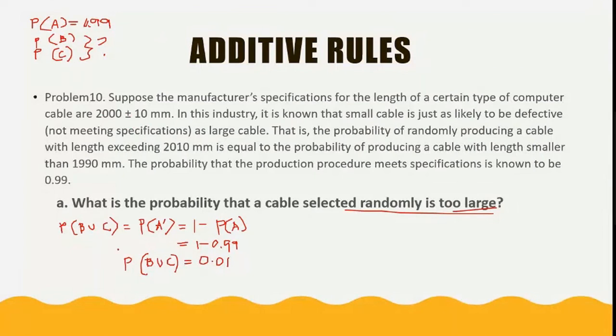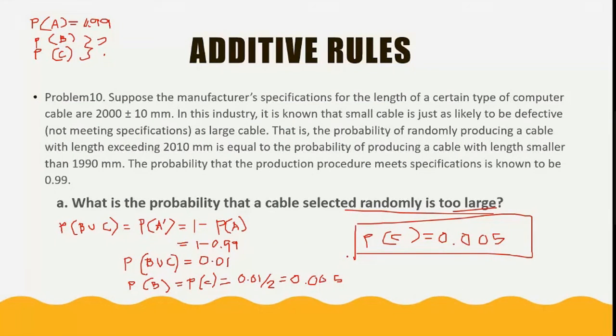Now, since we know, based on the problem, that the probability of B is just equal to the probability of C, then we can just divide this probability. So that's 0.01 divided by 2, and that's 0.005. So therefore, the probability of getting a cable which is longer than 2010 millimeters is 0.005, or that's 0.5%.